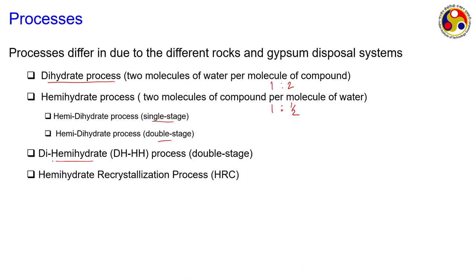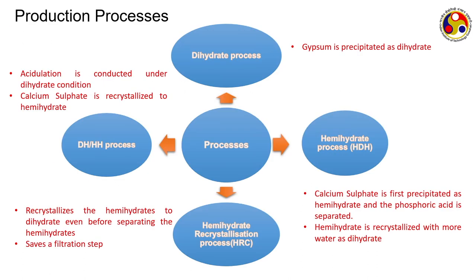Then there is another process called the dihemihydrate process. So it has both dihydrate as well as hemihydrate. It is usually in double stage. Then there is the hemihydrate recrystallization process. These three will be taken up in the next lecture, but today I will focus on dihydrate. So let us discuss more about this process, and what the advantages and disadvantages are.